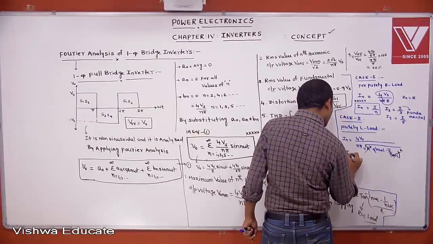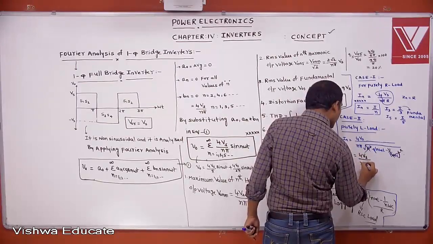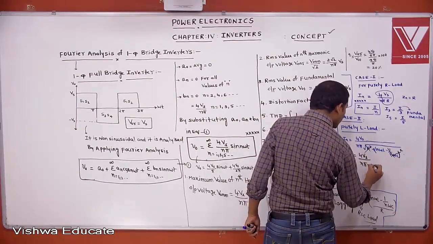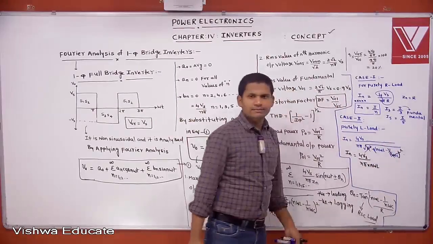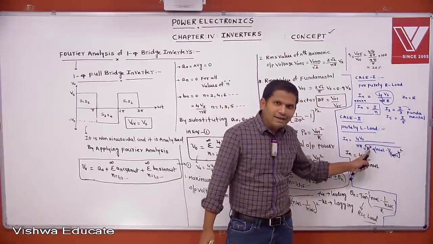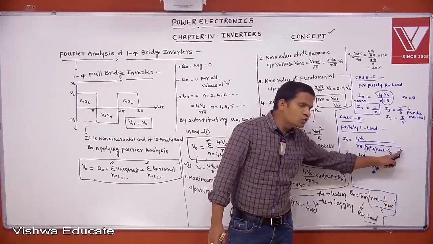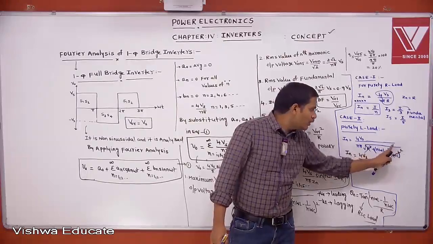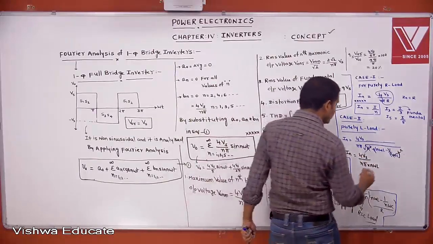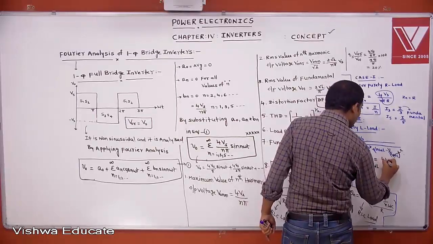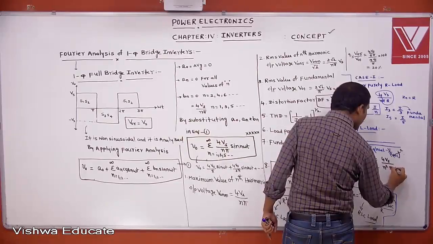Nth order harmonic current equal to 4 Vs by N pi into N omega L. This square and root is cancelled. This R is neglected, capacitance is neglected, that is N omega L whole square. This square and root is cancelled. Then what you can get? N omega L. Then from this, 4 Vs by N square pi into omega L, and omega L is nothing but XL.